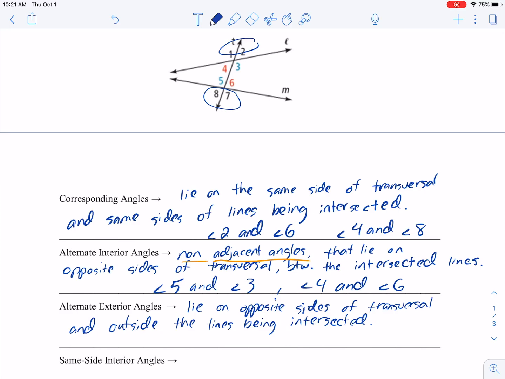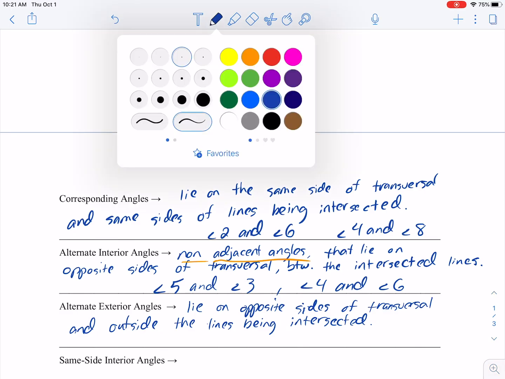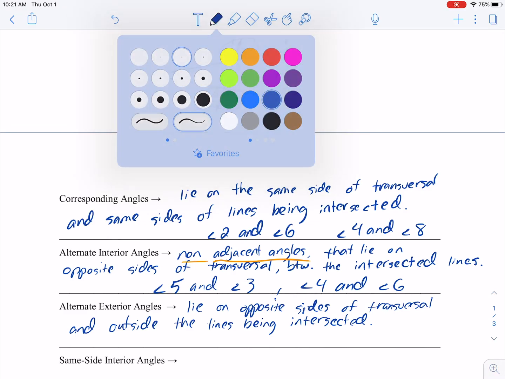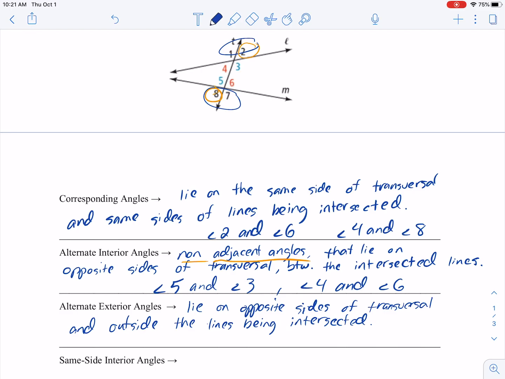I know 7 and 8 are on opposite sides, but again, these need to be non-adjacent. So then we would say angles 8 and 2 are alternate exterior. And then we could also say 1 and 7. Angle 1 and angle 7. Or angle 2 and angle 8. Outside the lines being intersected, opposite sides of the transversal.